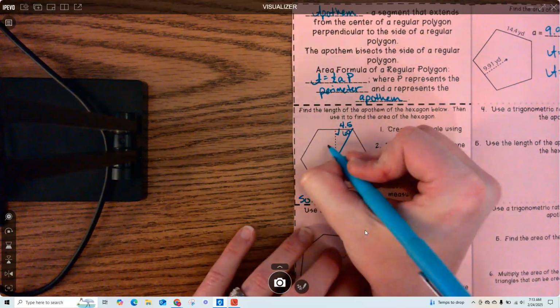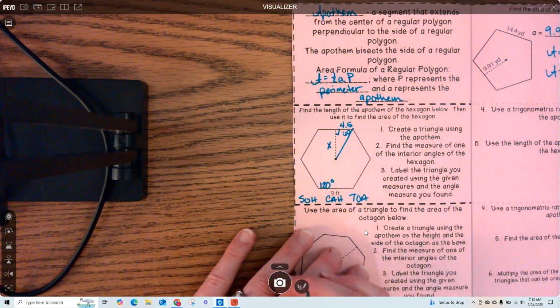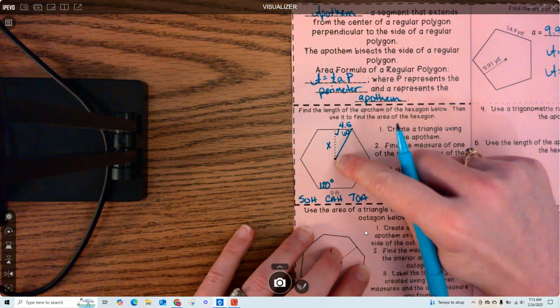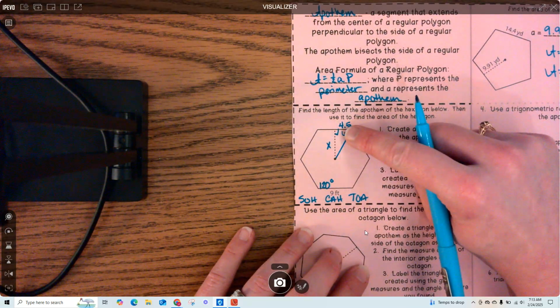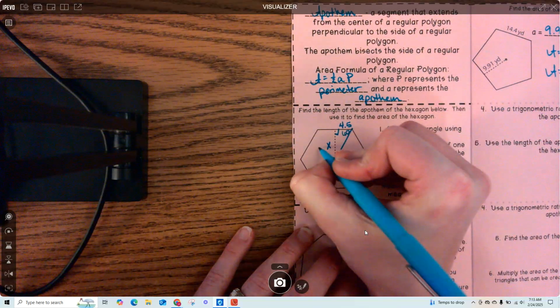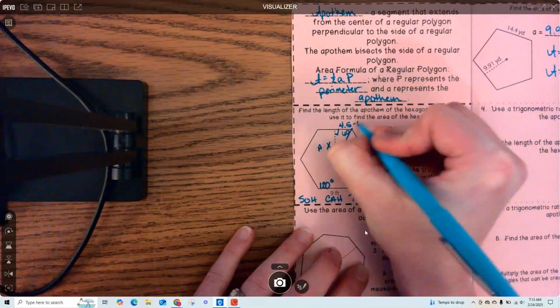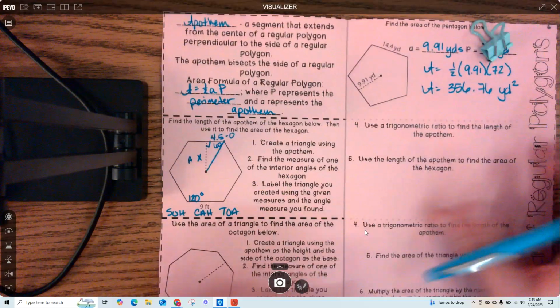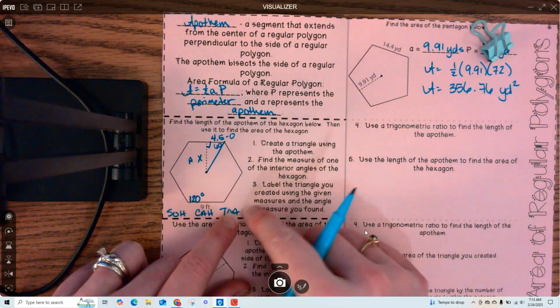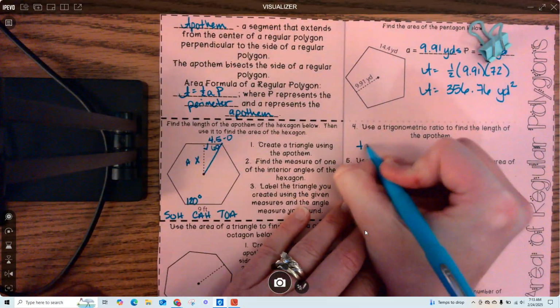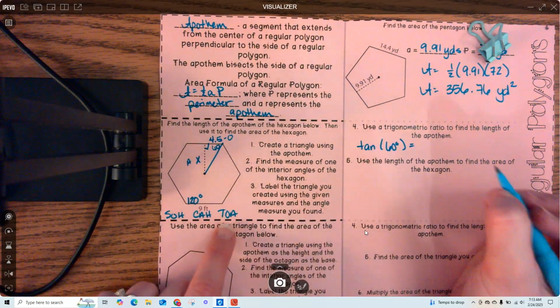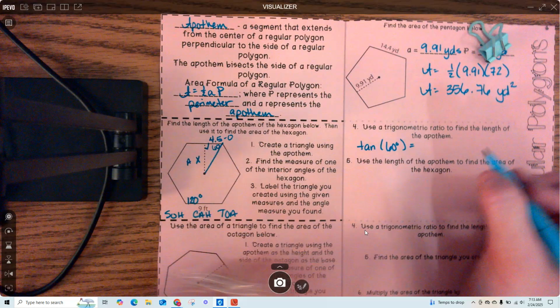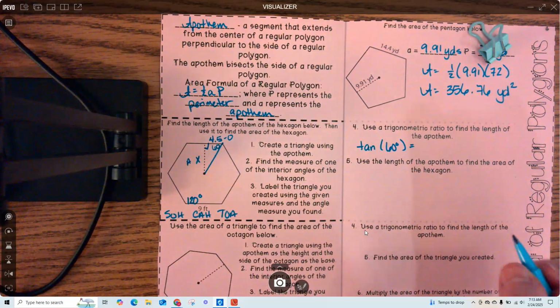We're looking for the apothem. So this side of the triangle that I drew in, that's the hypotenuse. If this is my angle, then X is adjacent and the 4.5 is opposite. So opposite and adjacent is tangent. So tangent, and my angle is 60 degrees, equals opposite 4.5.